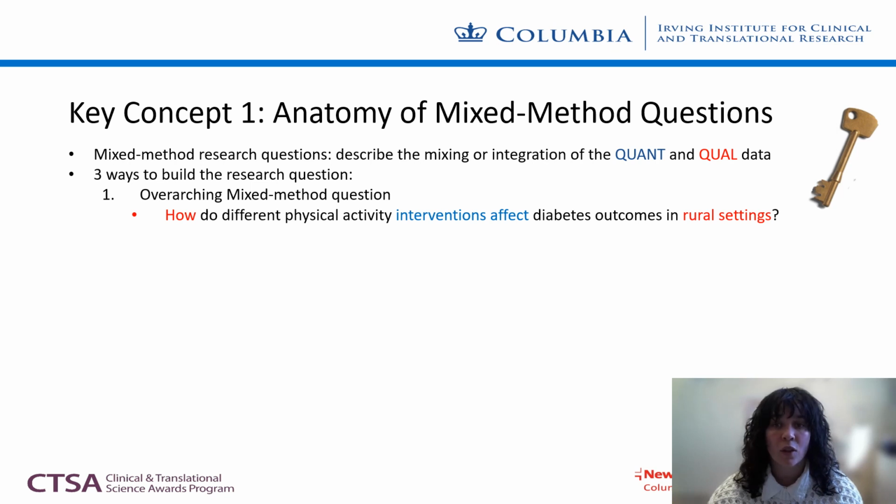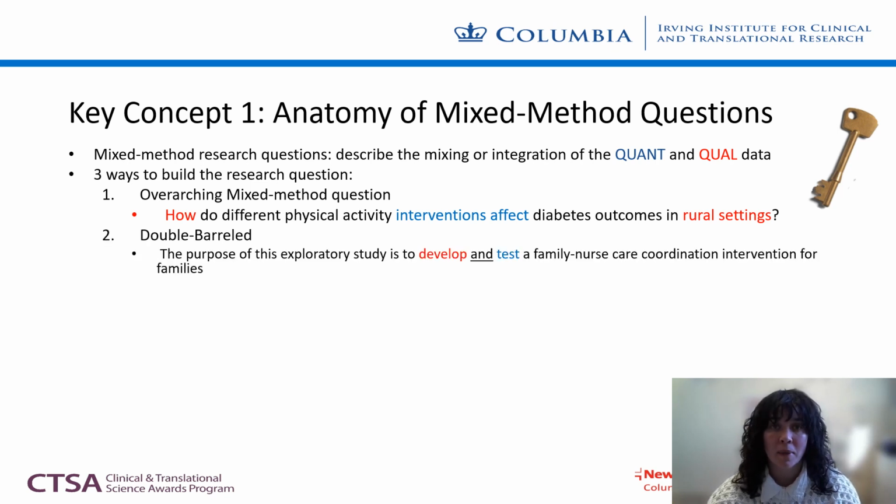In this example, the quantitative component is the effect of the physical activity intervention on the diabetes outcomes, and the qualitative aspect is captured by the how and the context of the rural setting. The second way to build a mixed method question is to pose a double-barreled question. In this example, the qual component is to develop the intervention, and the quant component is to test it.